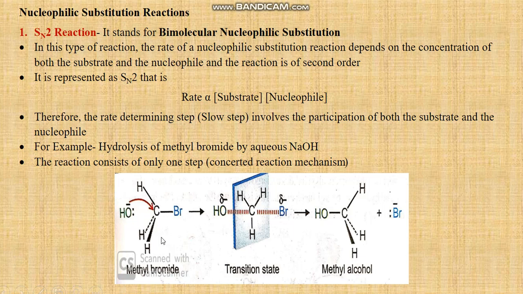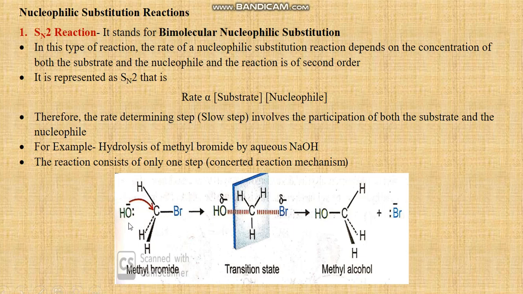In this reaction, the hydroxide ion, which is a nucleophile, approaches the central carbon atom from the back side or the rear side. In previous lectures, we discussed nucleophiles, electrophiles and free radicals. Nucleophiles are species which are electron rich and they always attack an electron deficient center.